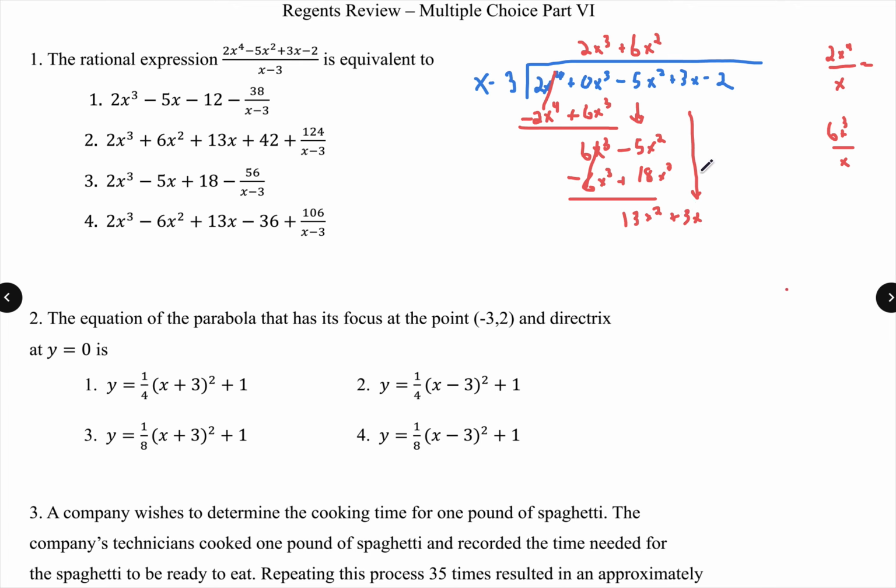If I see this through, you're already going to start to see a couple of answer choices that look good. This answer choice looks good so far. If I saw it through, this would be my answer choice, because at the end I'd have 124 as my remainder. And I always do my remainder all over x minus 3. Bonus: is x minus 3 a factor? No, it isn't, because there's a remainder left over. Awesome.